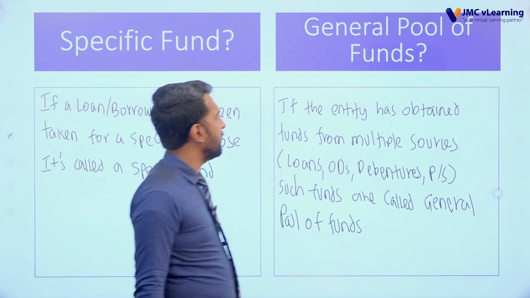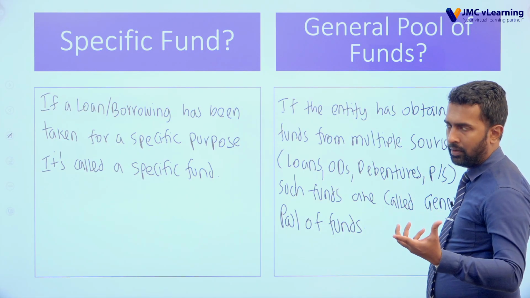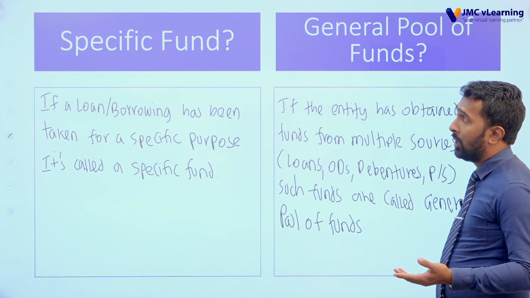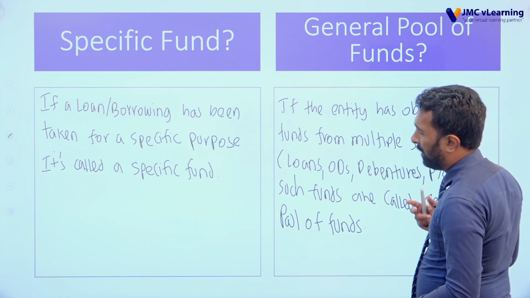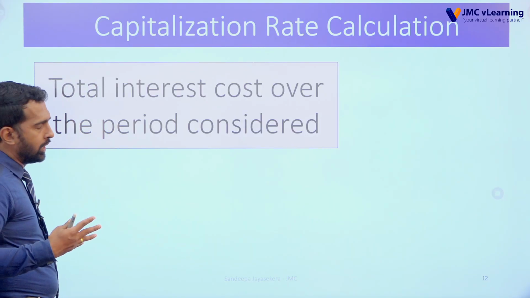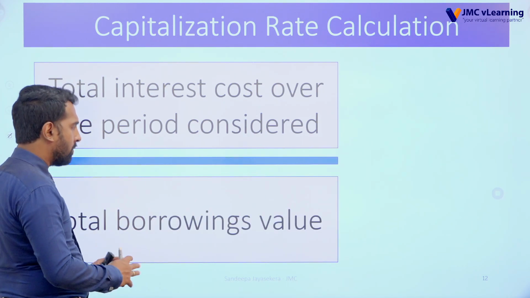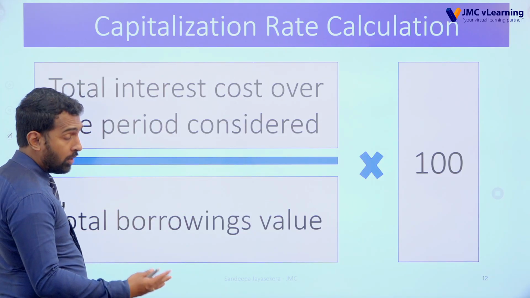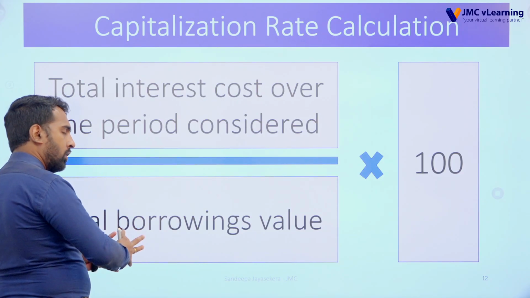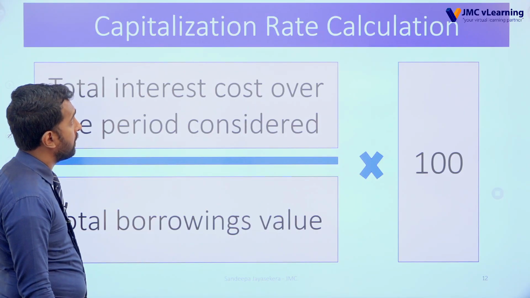Like I told you guys, for the general pool of funds, for the entire fund we have to calculate a weighted average interest rate, which is what we call the capitalization rate. So there's a formula for that. You take the total interest cost of that fund over the period you are going to consider, and you divide by the total fund value, the total borrowings, and multiply by 100. Then that will give you the weighted average interest cost, or the capitalization rate. This is how you calculate the capitalization rate.